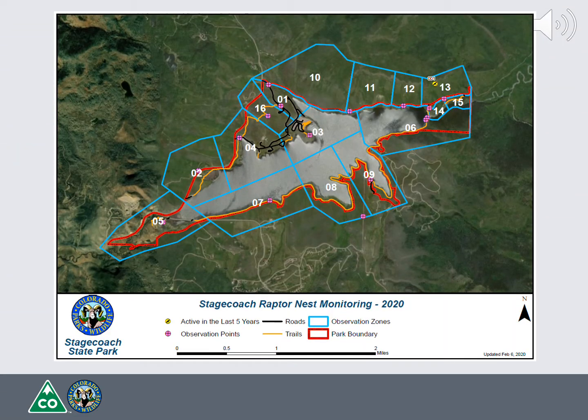Let's use Stagecoach State Park to illustrate the timing of the monitoring protocols for different observation zones. If you are a raptor monitor in this park, you would use the non-nesting protocol year-round for all zones, and then switch to the nesting protocol during the breeding season in Zone 13 only, since that is the only zone with a nest. The specific timing of the switch would depend on which species used the nest most recently.